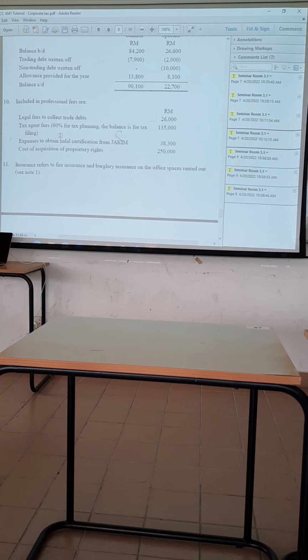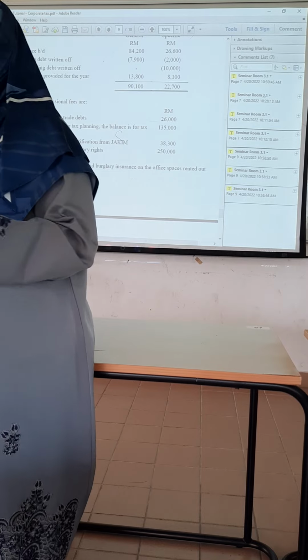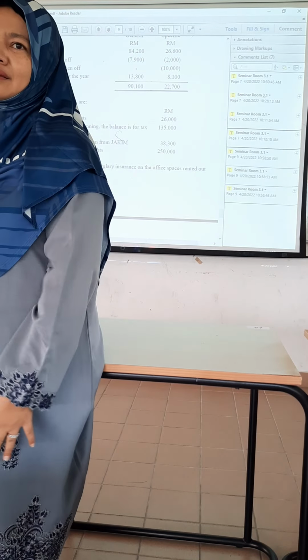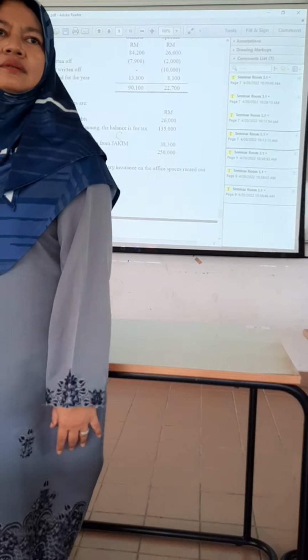Understood? I don't. How do you do 20%? It's in the textbook, so you have to refer to the text. That's why, for business expenses, you start doing the notes. There are too many things there. If you don't have notes, you have to flip your textbook.